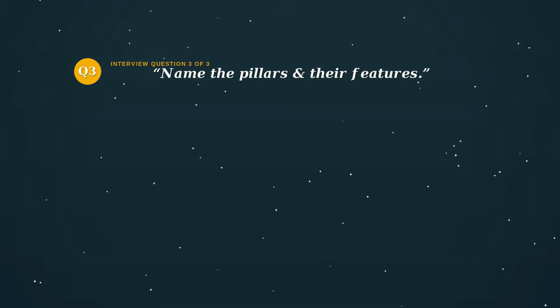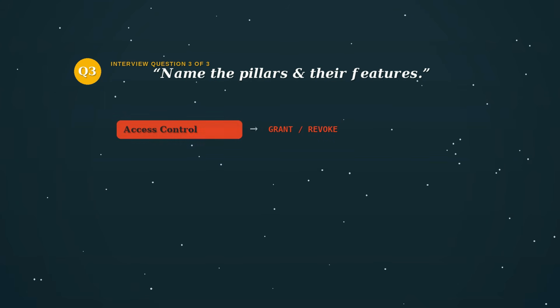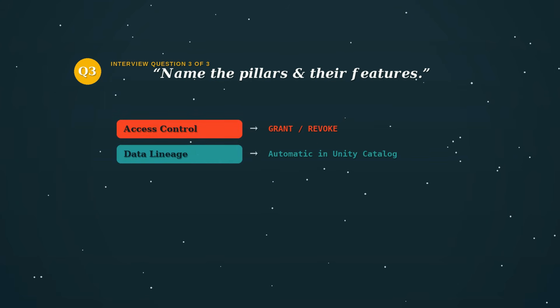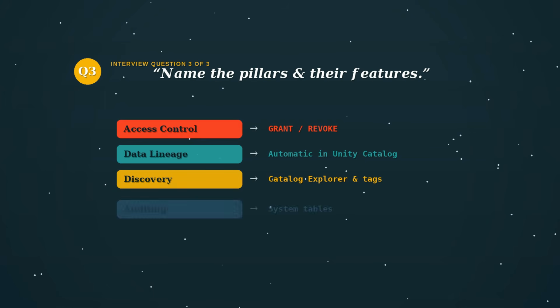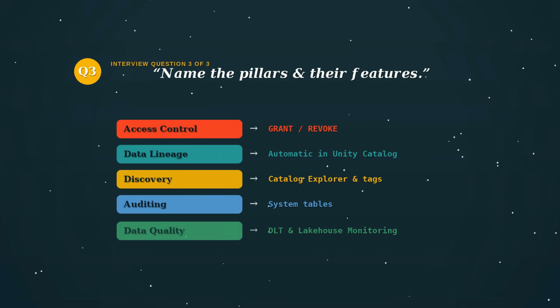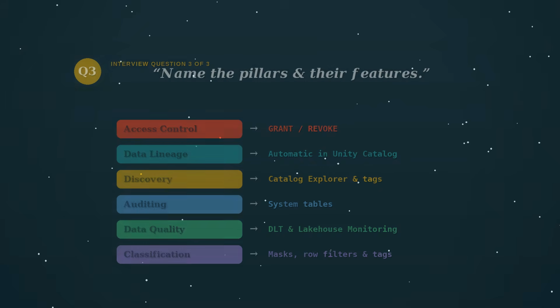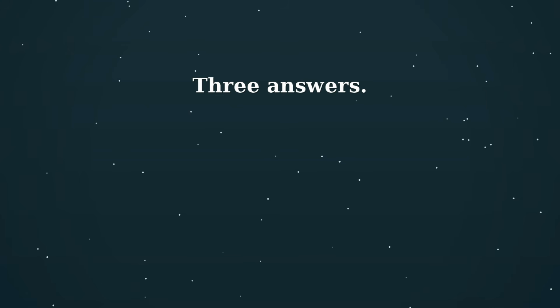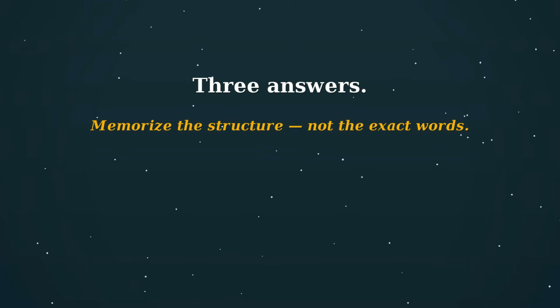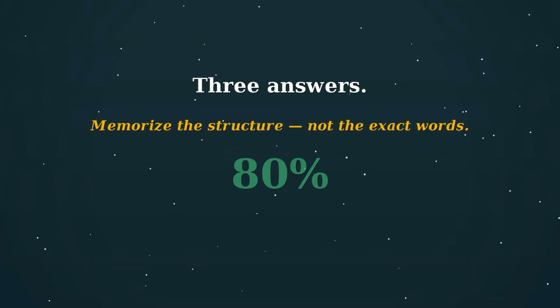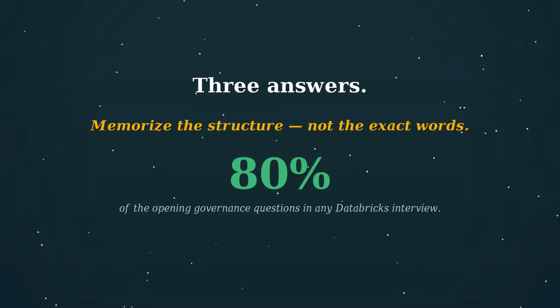What is the third question? Name the governance pillars and how Databricks implements them. Here you just walk the six. Access control is grant, revoke. Lineage is automatic in Unity Catalog. Discovery is Catalog Explorer and tags. Auditing is system tables. Quality is Delta Live Tables and Lakehouse Monitoring. And classification is masks, row filters, and tags. So these are the three answers. Memorize the structure, note the exact words, and you will handle 80% of the opening governance questions in any Databricks interview.